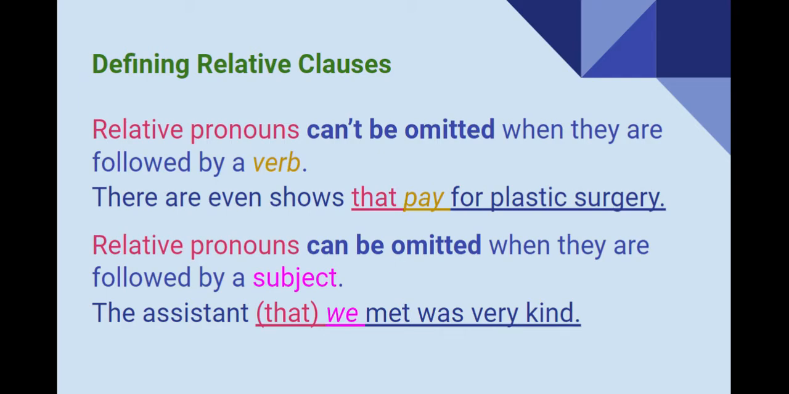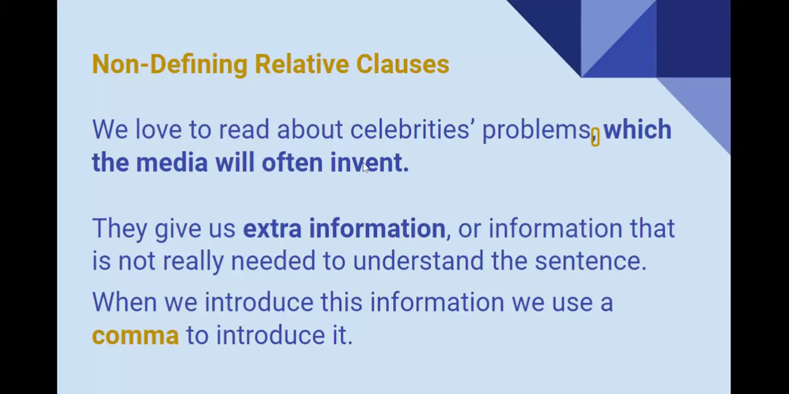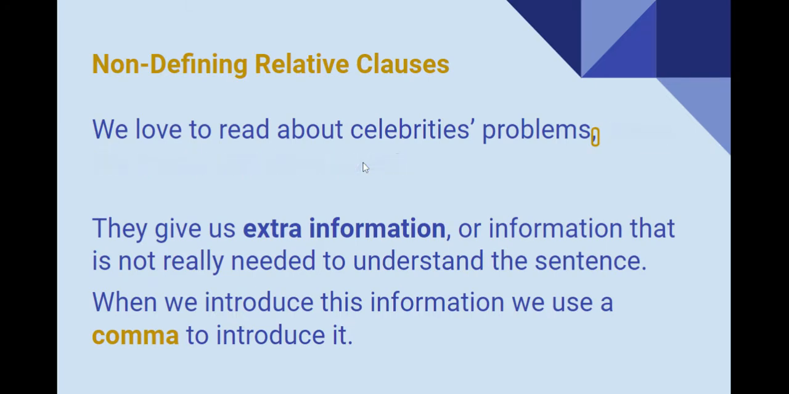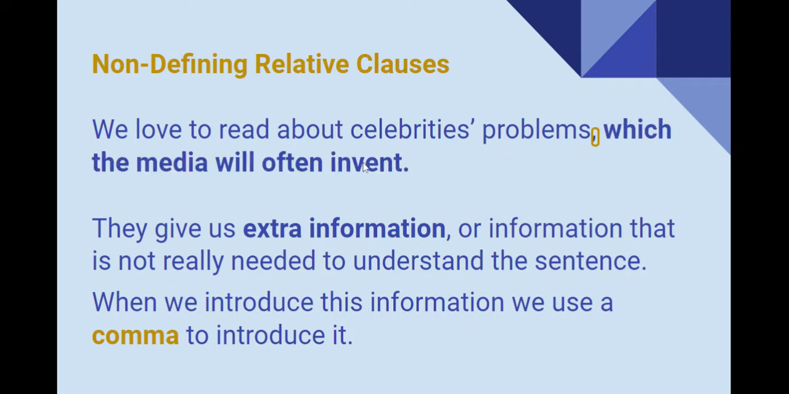Okay, now let's go ahead and check non-defining relative clauses. Let's read the sentence. We love to read about celebrities' problems, which the media will often invent. If we eliminate the second clause, we have, we love to read about celebrities' problems. And in this case, we can still understand the sentence. So, remember that non-defining relative clauses give us extra information, or information that is not really needed to understand a sentence. When we introduce this information, we use a comma.